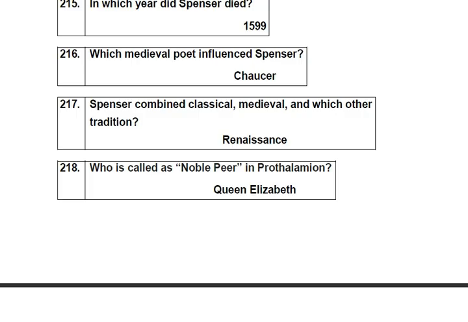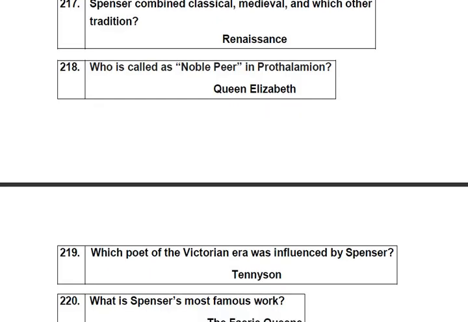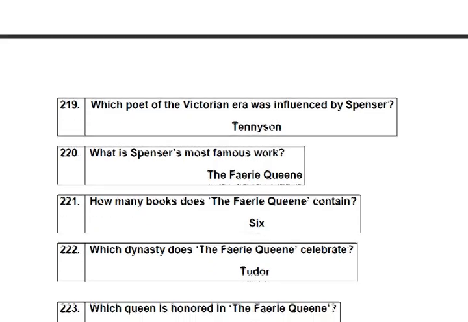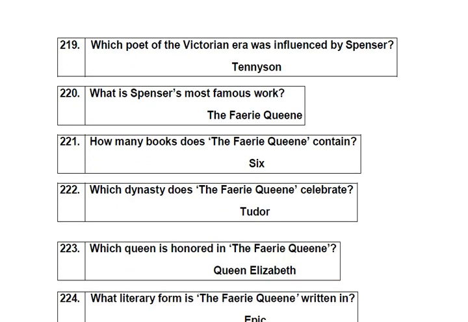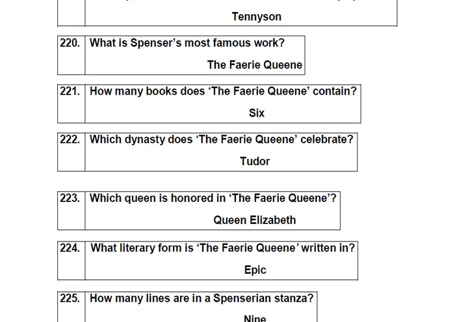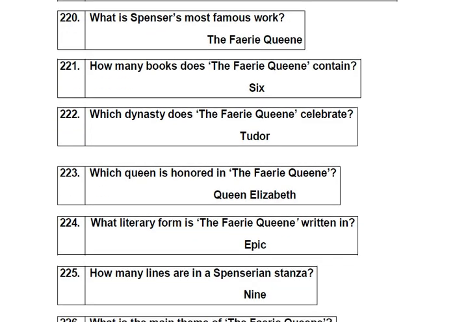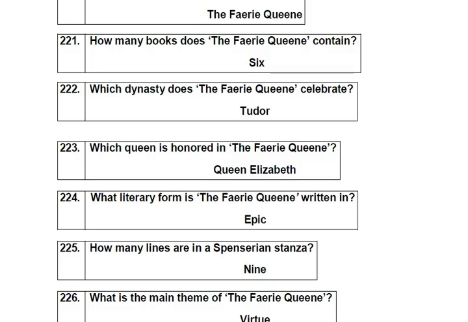Which medieval poet influenced Spenser? Chaucer. Spenser combined classical, medieval and which other tradition? Renaissance. Who is called the noble peer in Prothalamion? Queen Elizabeth. Which poet of the Victorian era was influenced by Spenser? Tennyson. What is Spenser's most famous work? The Faerie Queene.